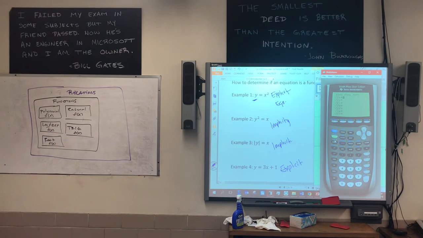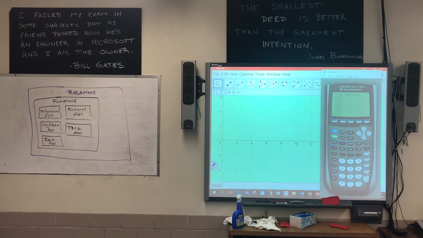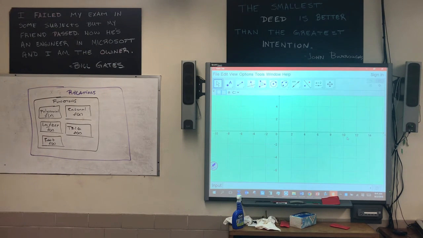It's an explicit solver. It means your equation's already set up for you in regards to y. What is nice about GeoGebra and Desmos is that they are actually implicit graphers or implicit solvers. So I can type in y squared equals x in a graphic at one time. So you see then, does that violate the vertical line test?